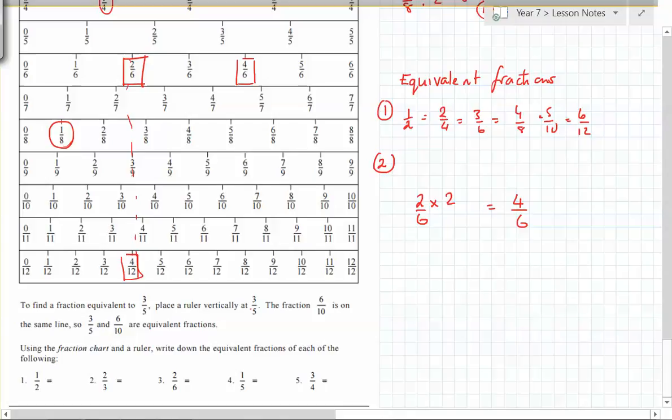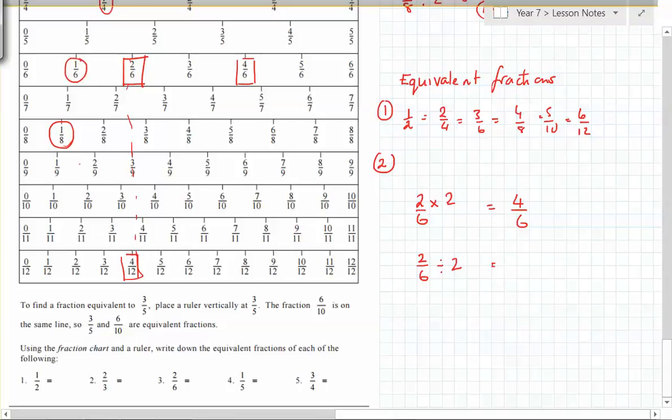Think of it as cake sizes. If I don't change the size of the piece of cake, but I double the amount I've got, I must just double the number of pieces. So 4 out of the 6. But if I have 2/6 divided by 2, the answer would be 1/6.